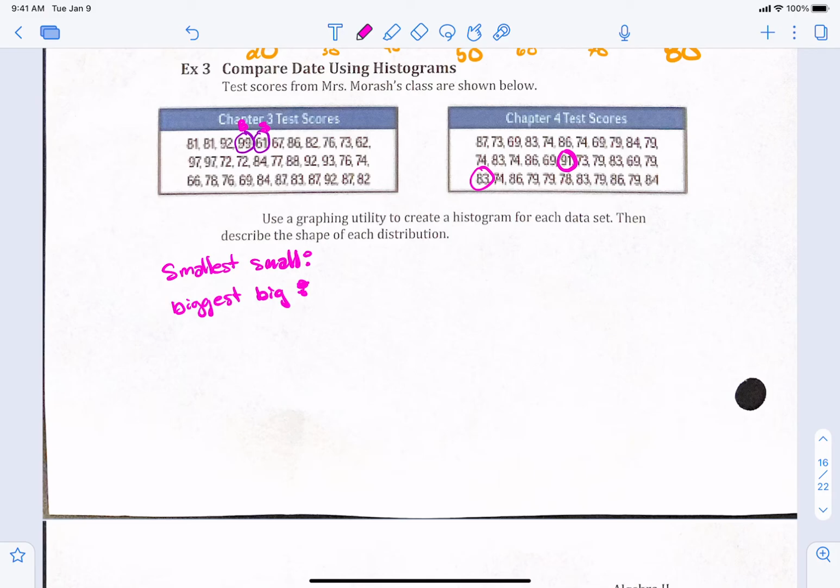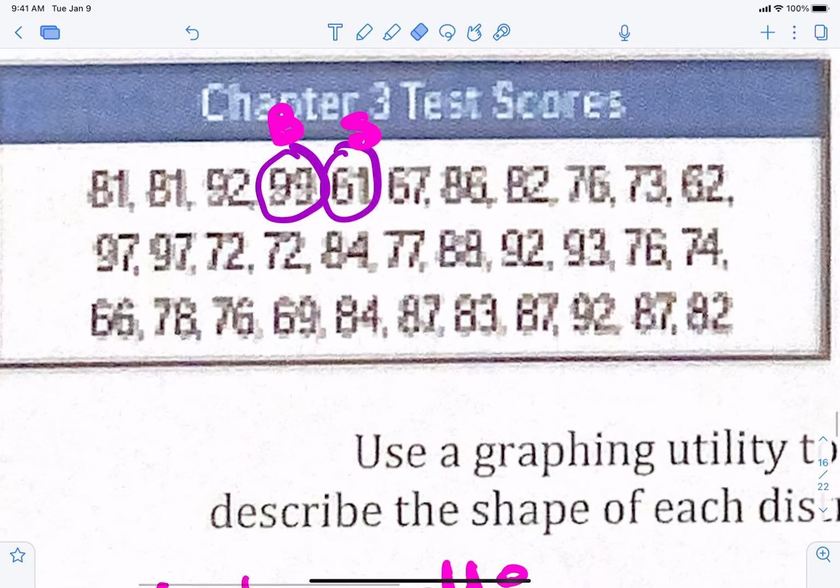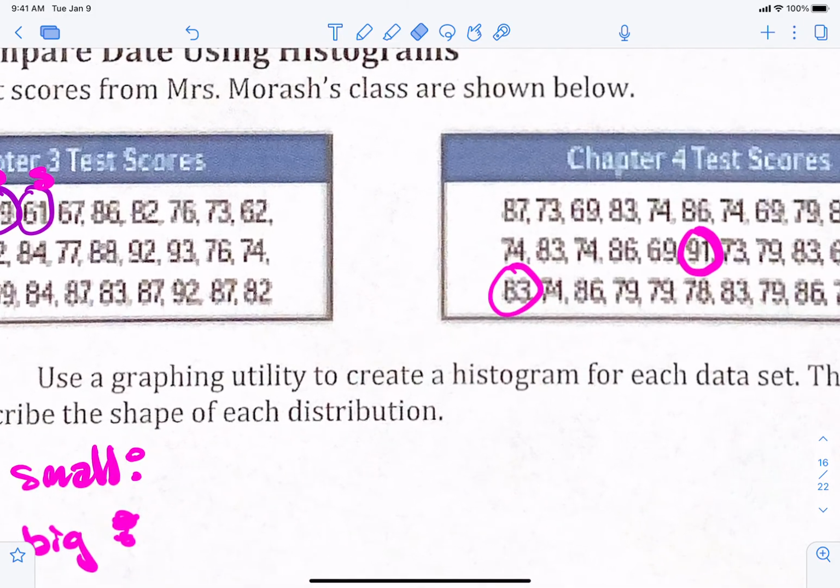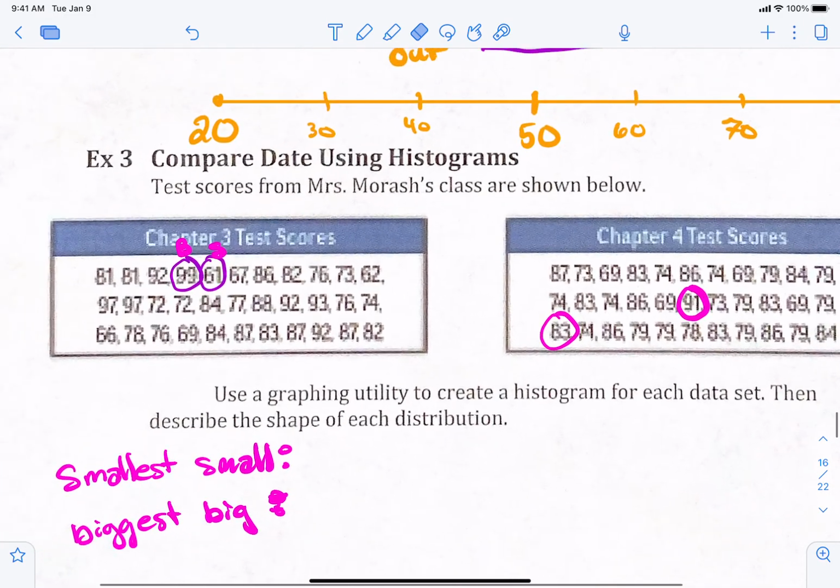We're doing chapter 3 versus chapter 4. And I've circled the highs and lows. Like 99 is the biggest and 61 is the smallest for chapter 3. That's a high and low. High and low for chapter 4 is 91 and 83.